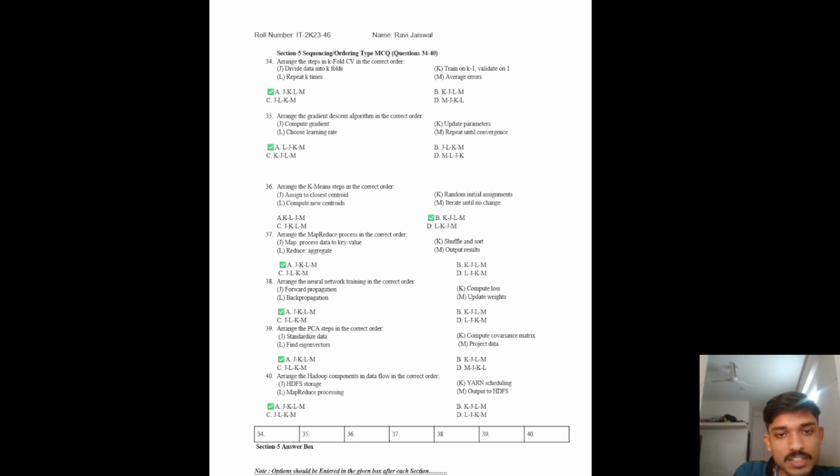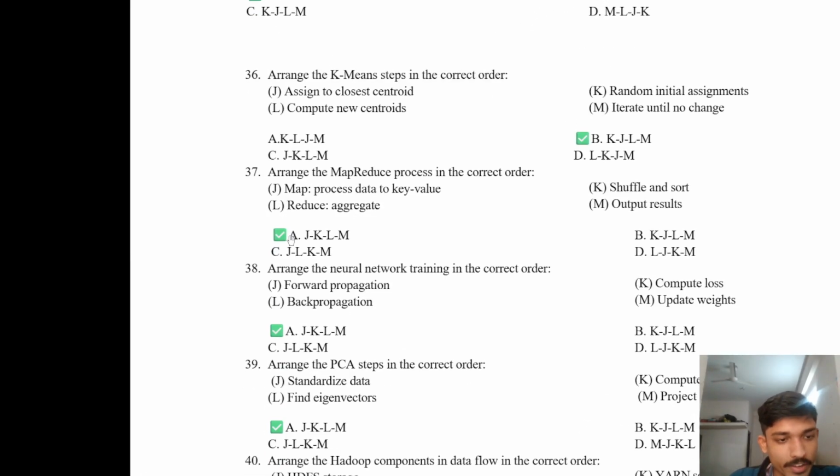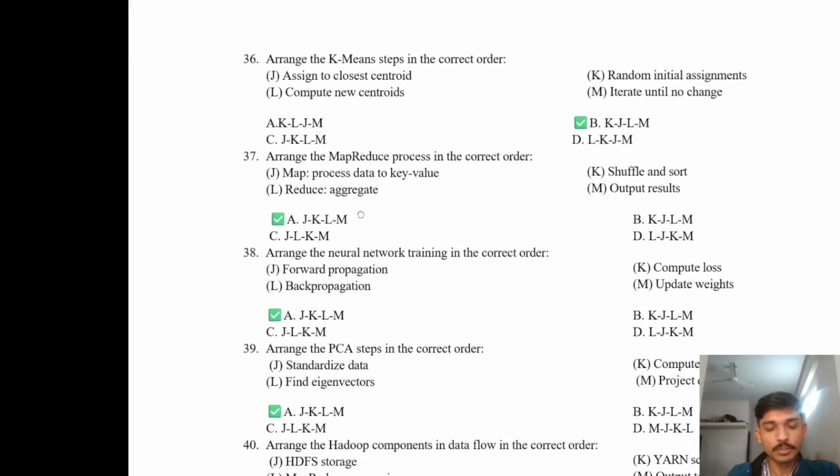37 one is arrange the MapReduce process in the correct order. So what happens in the MapReduce process? First we map it, means process data into key values, then we will shuffle and sort it, and then we will reduce it, means aggregate, and then we will give the output.